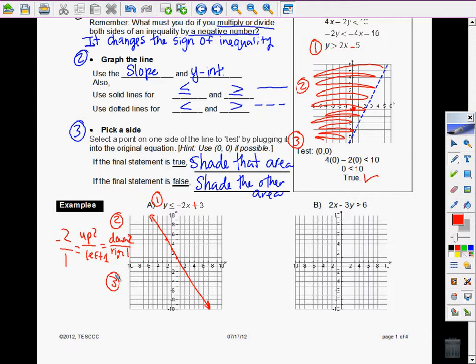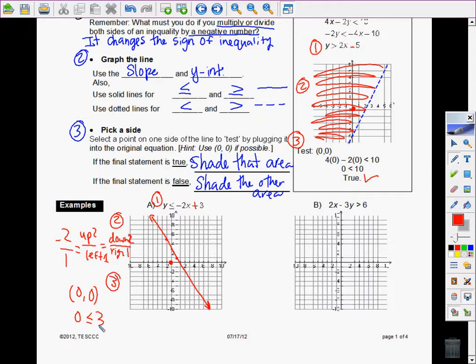Let's choose 0, 0. How convenient. 0, 0 is right there. So I'm going to take 0, 0, and substitute it in for x and y. So 0 is less than or equal to negative 2 times 0, which is 0, plus 3, which is 3.